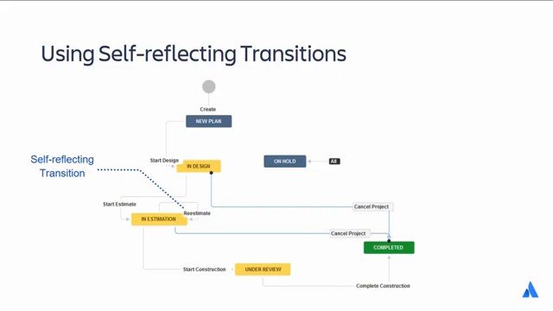Now let's go back to our house building workflow for a moment and those self-reflecting transitions, like the re-estimate, which is shown here. One other common use case for these self-reflecting transitions is to restrict editing of some fields to some users. For example, let's say that the requirement is that only the homeowner should be allowed to edit the budget field after the house building request is created.